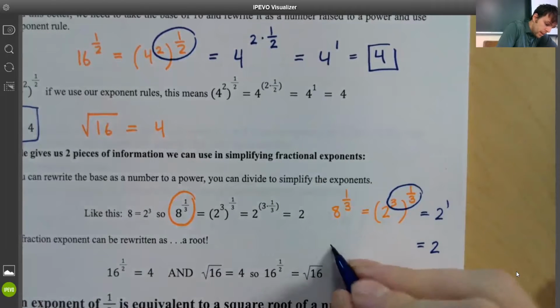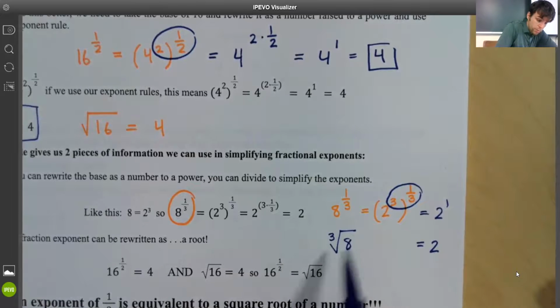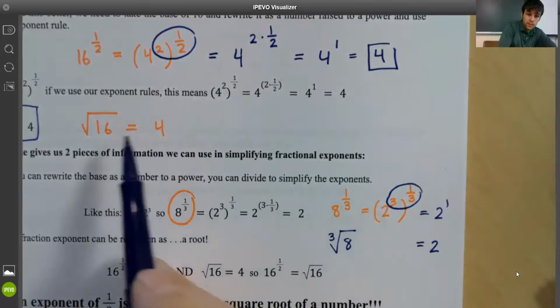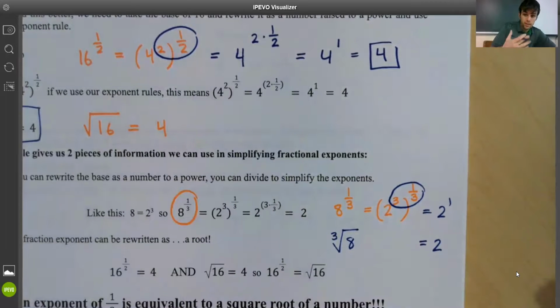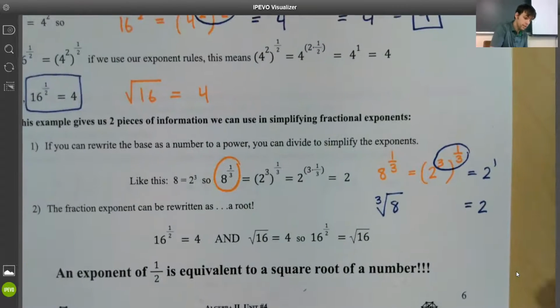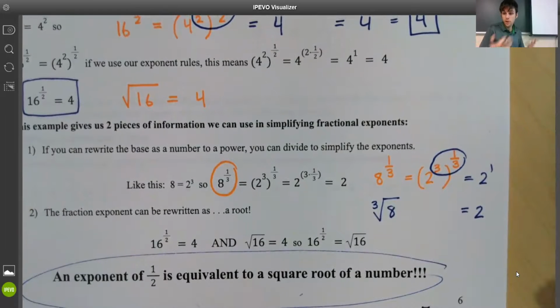It turns out it's equivalent to the cube root of 8. The cube root, because we're doing 1/3. Previously, this was the square root because we were raising to the 1/2 power. So the square root is the 1/2 power, the cube root is the 1/3 power, and we'll kind of see what's going on there. Again, you can see right here, an exponent of 1/2 is equivalent to taking the square root of a number. Wild, something that's pretty cool, actually, when we really get into it.